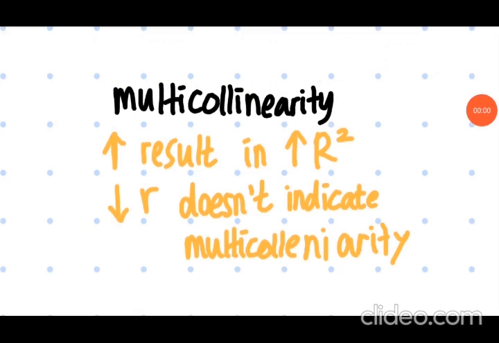And in multicollinearity, the higher the multicollinearity results in a larger R square, which increases the standard error of the coefficients and tends to result in insignificant T statistics. And a lower correlation coefficient, which can be symbolized as R, doesn't necessarily indicate that there is no clear multicollinearity.